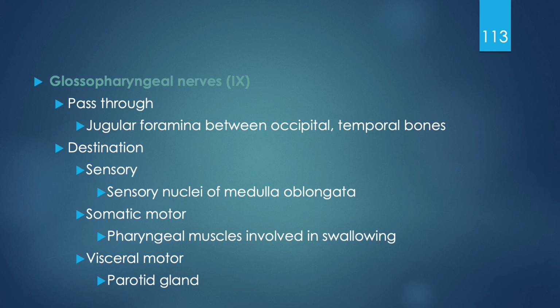The glossopharyngeal nerves are going to pass through the jugular foramina between the occipital and temporal bones, with the destination for the sensory element being the sensory nuclei of the medulla oblongata. For somatic motor, the pharyngeal muscles which are involved in swallowing, and for the visceral motor, the parotid gland, because remember, somatic motor is something that we theoretically can control, whereas the visceral is not. So you cannot make your parotid glands salivate and produce any secretion upon will. But you can, however, force yourself to swallow if you like. So that would be the difference between the two here.